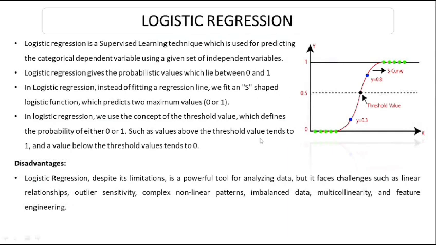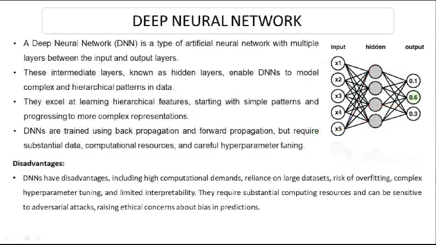Logistic regression is a supervised learning technique which is used for predicting the categorical dependent variable using a given set of independent variables. So it takes the values between the given independent variables, with maximum prediction and minimum prediction, 0 and 1, for this logistic regression. Coming to deep neural network, a deep neural network is a type of artificial neural network with multiple layers between input and output layers.